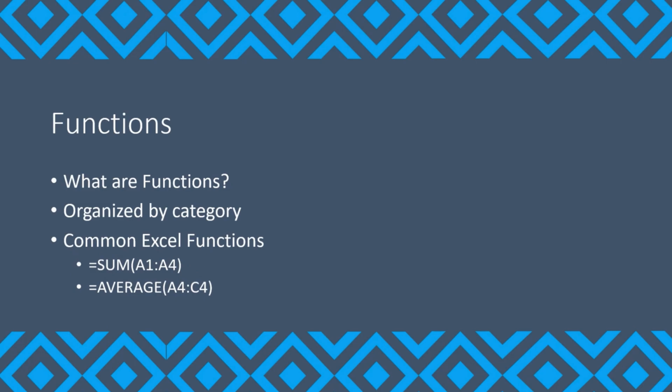Common examples of these functions are =SUM(A1, A4) and =AVERAGE(A4 to C4). The first example takes the total in cell A1 and the total in cell C4 and adds them together. The next example takes the total in cell A4 and the total in cell C4 and adds the totals, then divides it by 2, which is the total number of cells selected, and then gives the average.